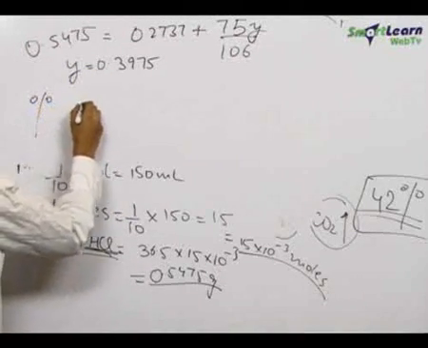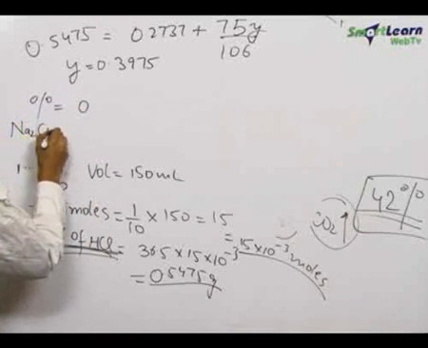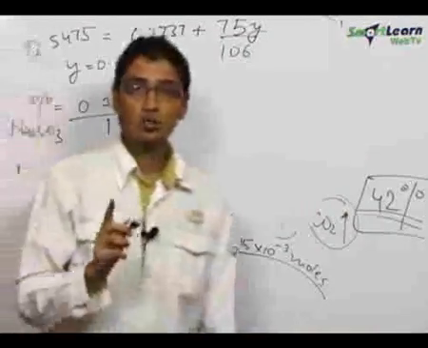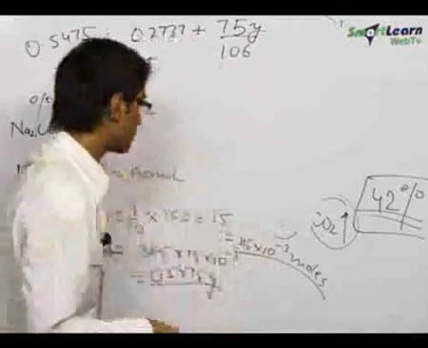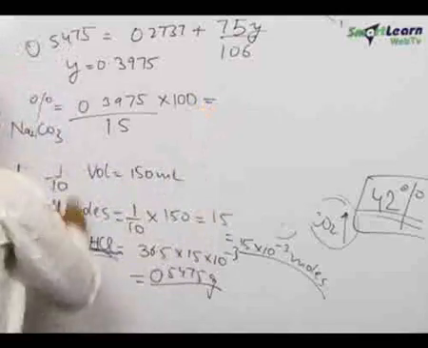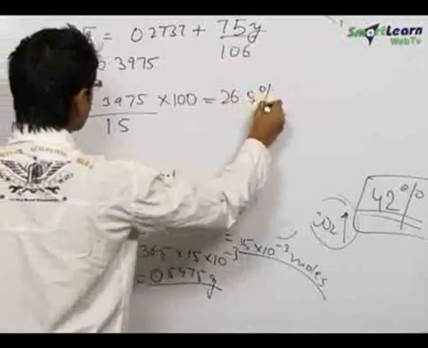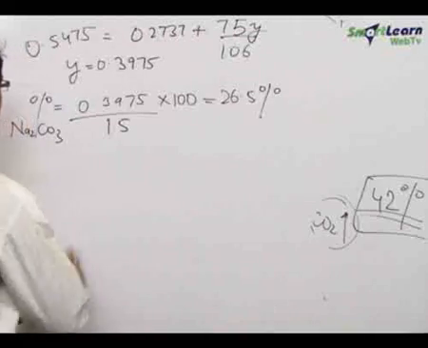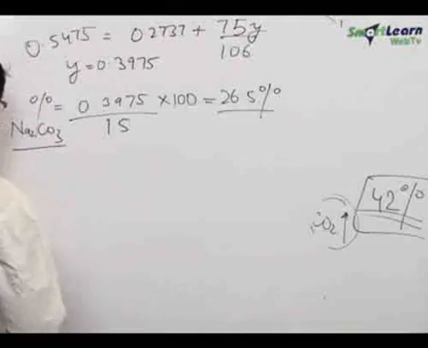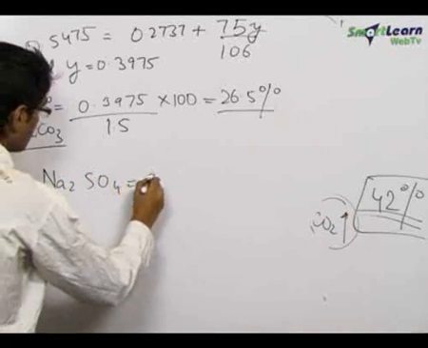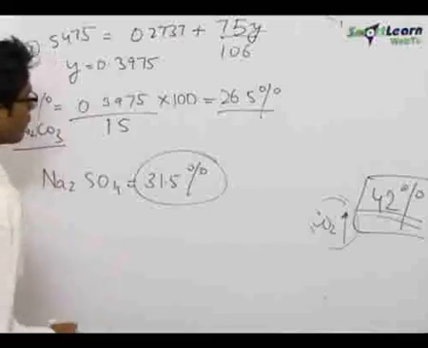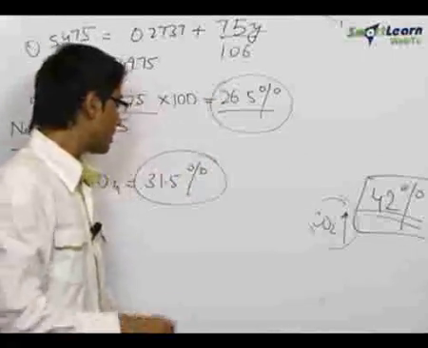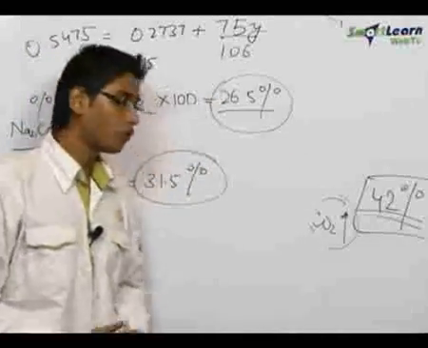So our percentage of Na2CO3 is 0.3975 upon the total weight of the sample, which was 1.5 in this case. Mind you, don't take the weight as 2 grams, because here we changed the sample and took the weight as 1.5 grams, into 100. On solving this, the percentage of Na2CO3 came out to be 26.5%. Now the percentage of NaHCO3 is 42% and the percentage of Na2CO3 is 26.5%. So the rest, which is Na2SO4, is present in 31.5% amount. Hence the final percentages are 42% of NaHCO3, 26.5% of Na2CO3 and 31.5% of Na2SO4, which is our final answer.